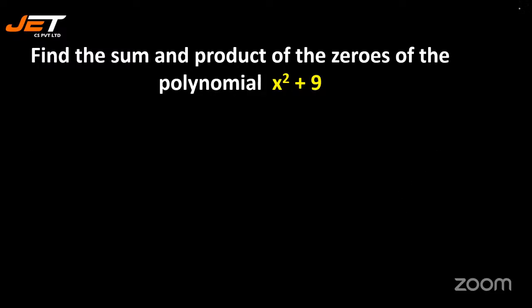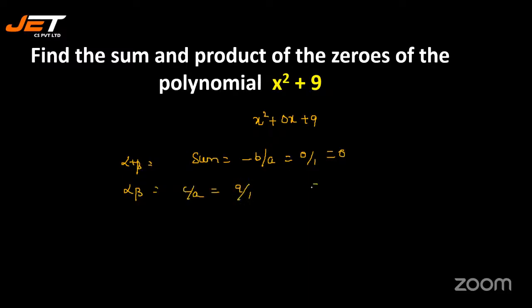Find the sum and the product of the zeros x square. So now write in this form, x square plus 0x plus 9. Right? So what is sum? Sum is minus b by a. 0 by 1, which is 0. So this is alpha plus beta. Alpha beta is c by a. 9 by 1, which is 9. So your answer must be 0, 9.